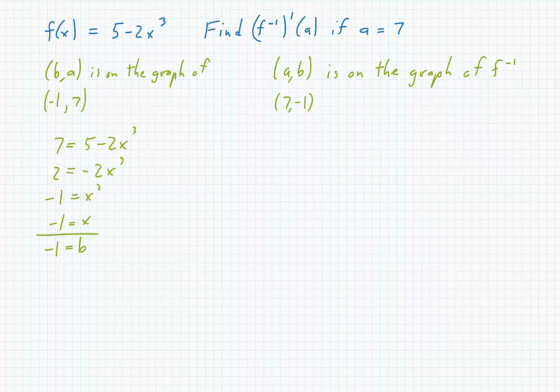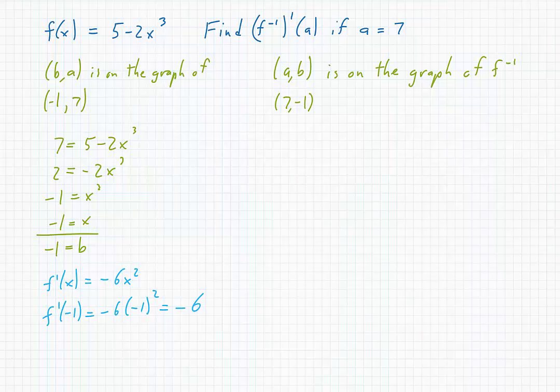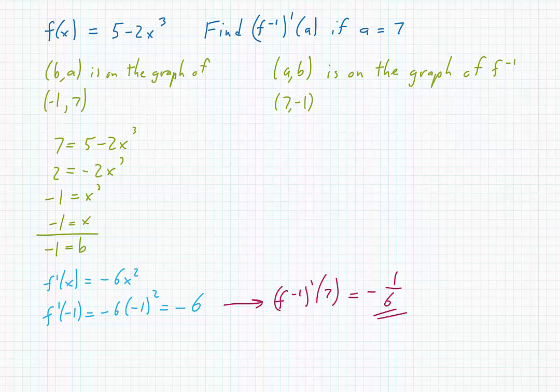Now that we know where we're at on the original function, we can figure out what its derivative looks like and what value its derivative has at that point. So f prime of x is going to be equal to negative 6x squared. And therefore f prime of negative 1 is going to be equal to negative 6 times negative 1 squared, or negative 6. From there, in the work that you've already read about with inverse functions, we know that f inverse prime at 7 must be equal to negative 1 over 6, that is, the reciprocal.